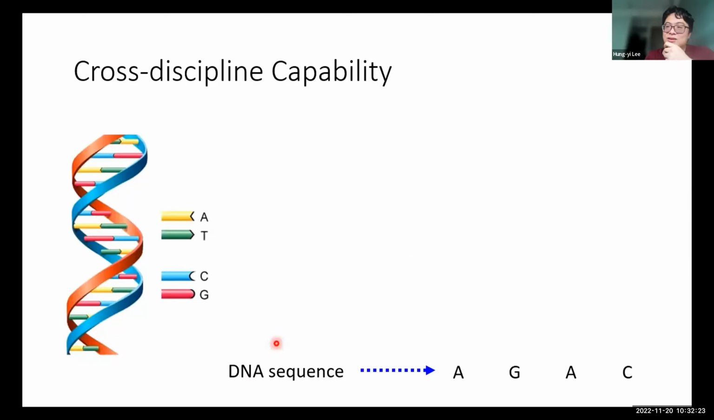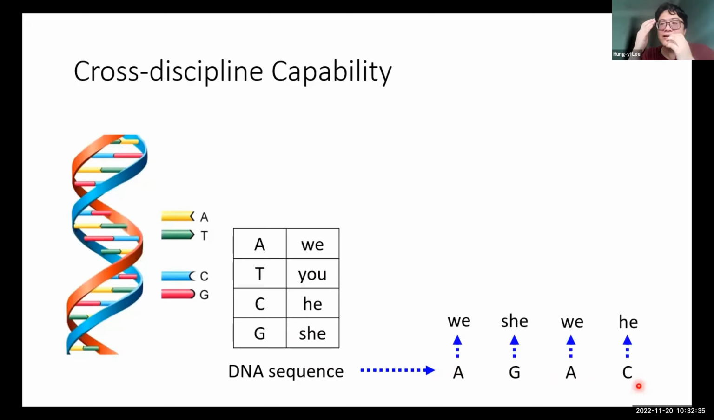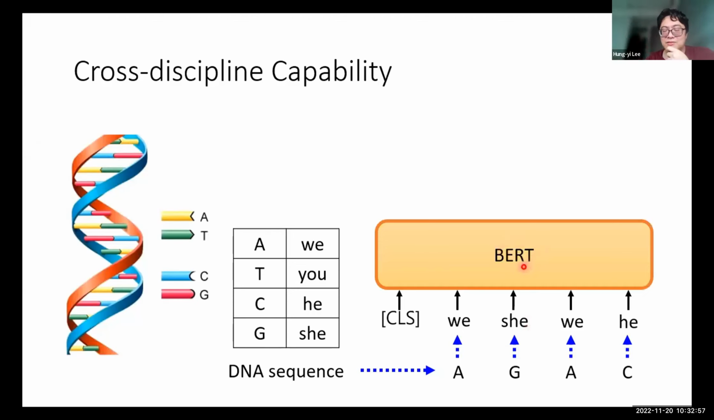And this is how we use BERT, trained on human language, on the DNA sequence. DNA sequences have four symbols. Then we replace each symbol with an English word. For example, we replace A with "we", T with "you", C with "he", and G with "she". So given a DNA sequence, AGAC, it becomes an English sentence: "we, she, we, he". Of course, this sentence is just nonsense. It's meaningless. Then we use BERT, trained on English.